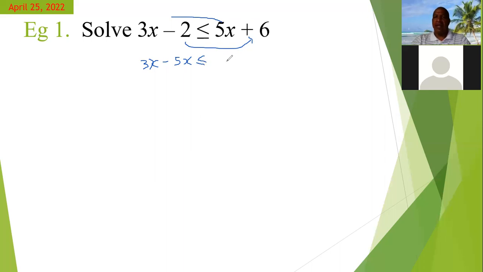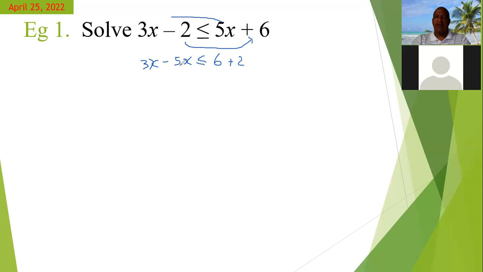Only when you're multiplying and dividing do you have to reverse the symbol. All right, guys? So if you're adding and subtracting to both sides, you don't reverse the inequality symbol. It remains the same.